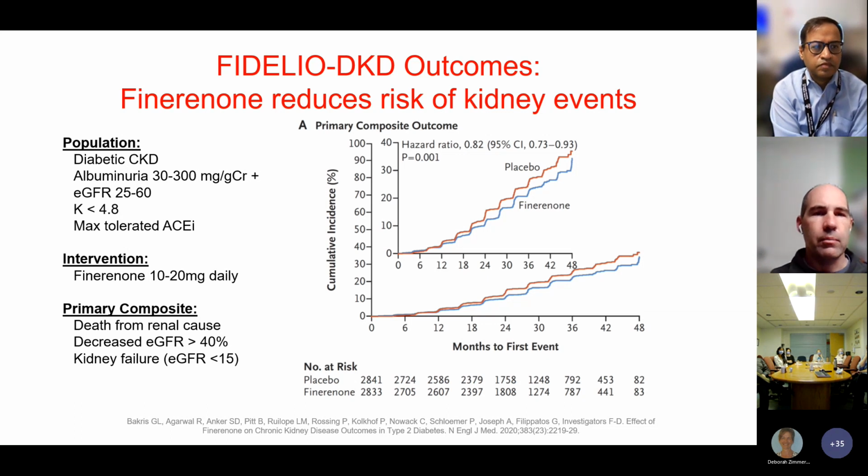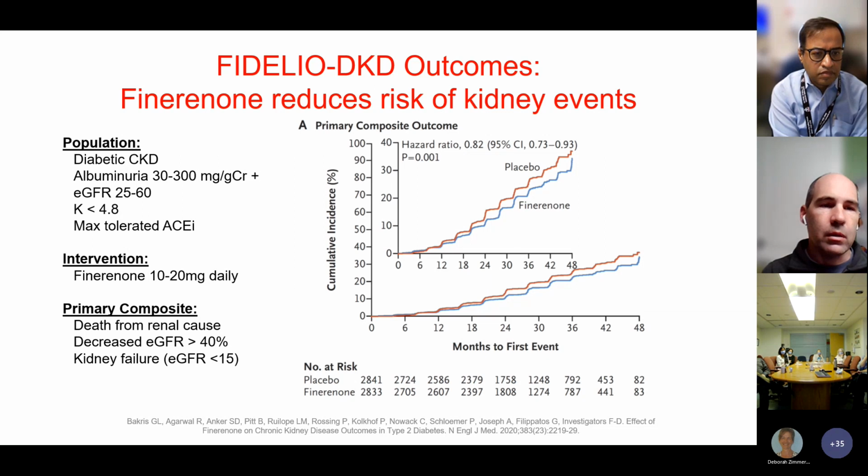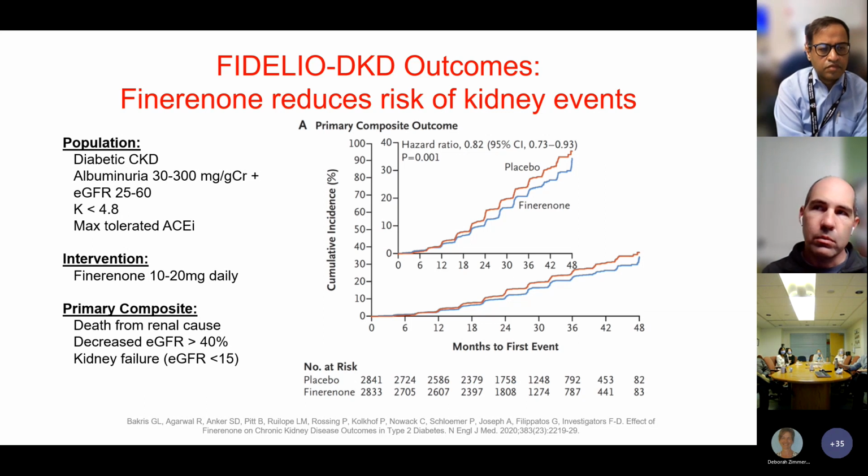So Fidelio DKD, which looked at people with diabetic CKD. So this is the population: diabetic chronic kidney disease, persistent albuminuria greater than 30. So this is kind of low-grade albuminuria, but definite, persistent on maximal tolerated ACE inhibitor. And they randomized people to 10 to 20 milligrams of finerenone or placebo. And the outcome of this study was really death, decreased GFR greater than 40%, or kidney failure. So this is a harder kidney endpoint study.